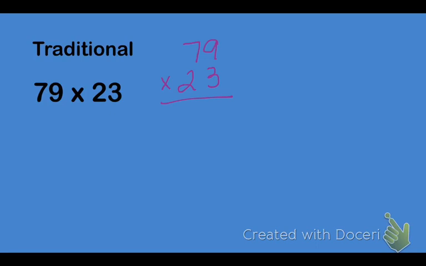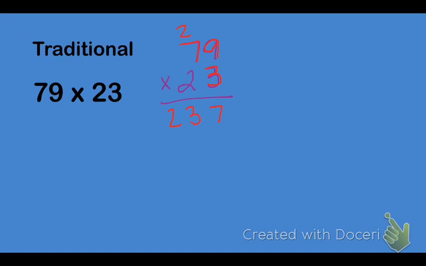Now, first I'm going to multiply 79 times 3. So I'm not going to pay attention to the 2 right now. That's in the tens place. I'm just going to pay attention to 3, and I have to multiply both the 7 and the 9 times 3. So 9 times 3 gives me 27, so I'm going to bring down the 7 and carry the 2. 7 times 3 gives me 21, and 21 plus 2 gives me 23.